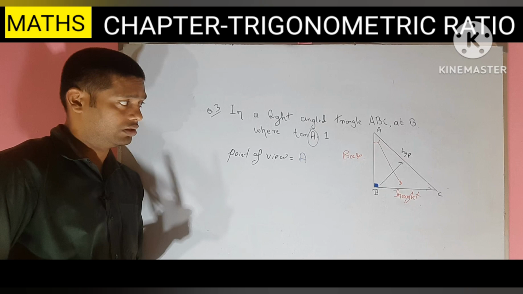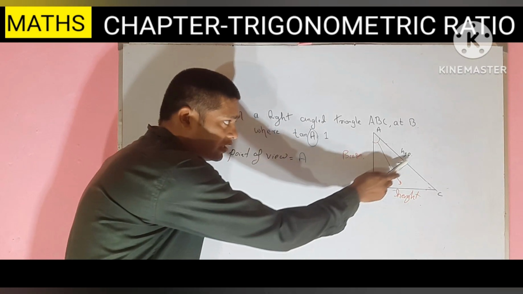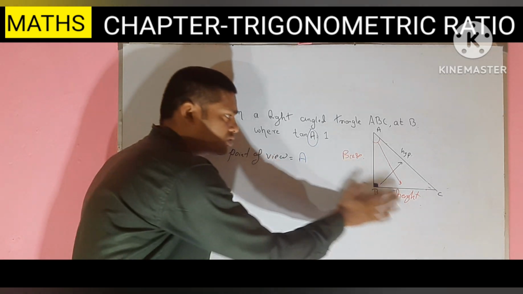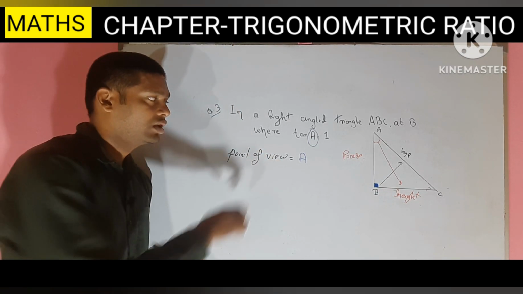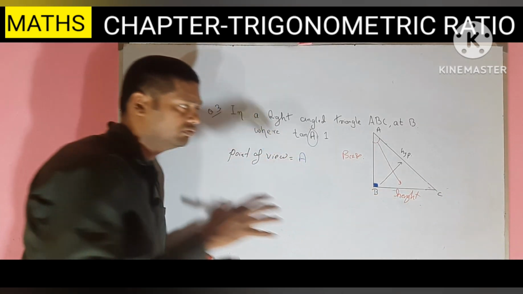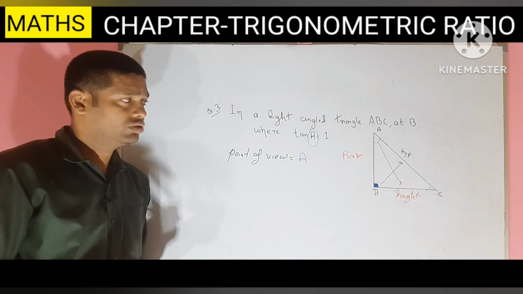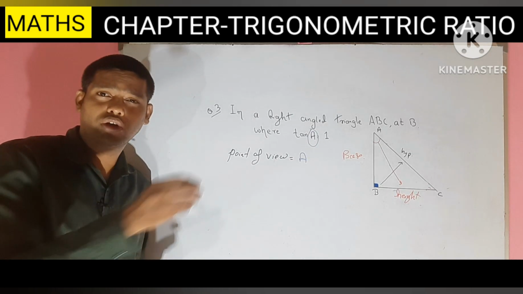That's why I gave you this one. The point of view is A. Opposite to 90 is always the hypotenuse, so you are left with these two sides. How to decide base and height? The point of view is A, so opposite to A is the height, and the leftover is the base. Clear? Understood? All these things you have to understand first before going into the chapter.